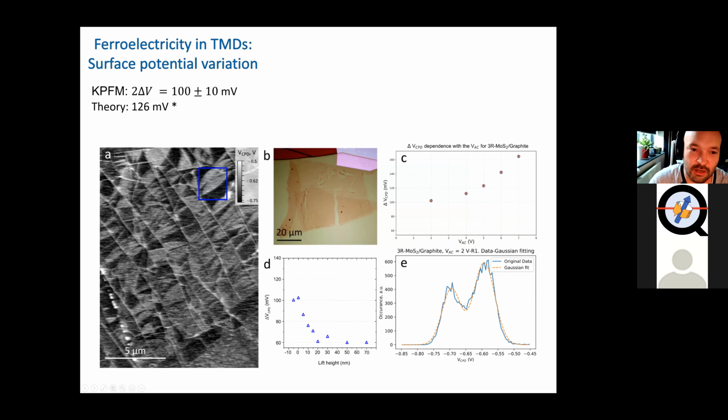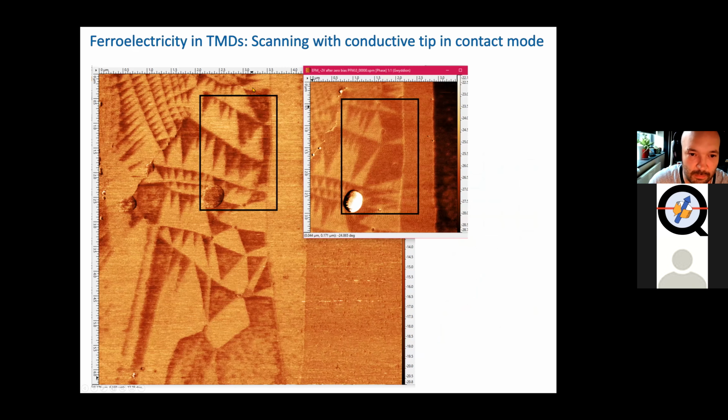So here is the EFM map, as I recall, or KPFM map. Then we scan this little region in the box in contact mode while applying a voltage to the tip. And you can see that after the scan, the domain structure inside is completely reshuffled. So it is definitely changing.